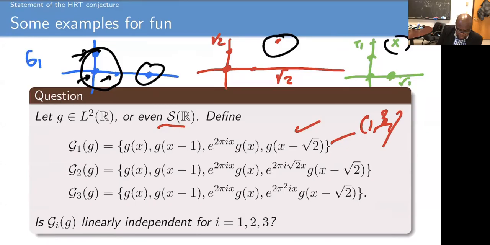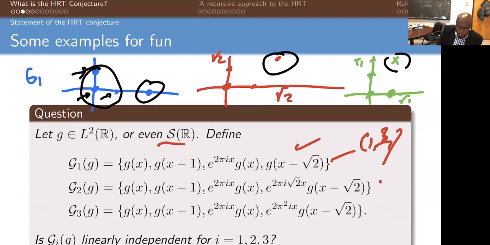So this is an example of a 1-3 configuration. This one is no longer a 1-3 configuration, but you can use the fact that the number A and the number B that appear here are both irrational, but the product is a rational number. That's one of the cases covered by the theorem that I put up a little bit earlier. In general, this is not known, but if a function is real valued, then we can settle the HRT conjecture for this particular set of four functions.